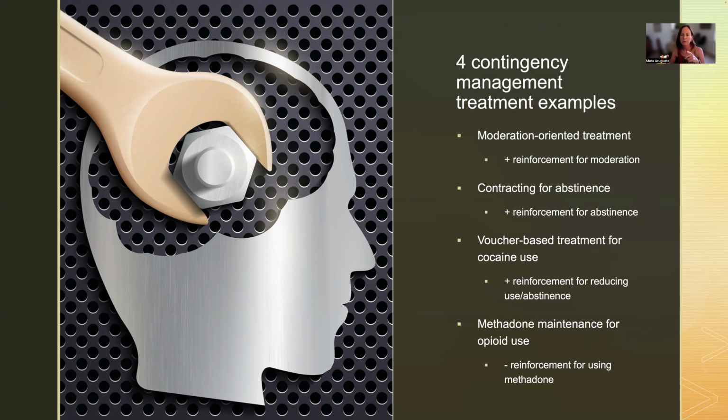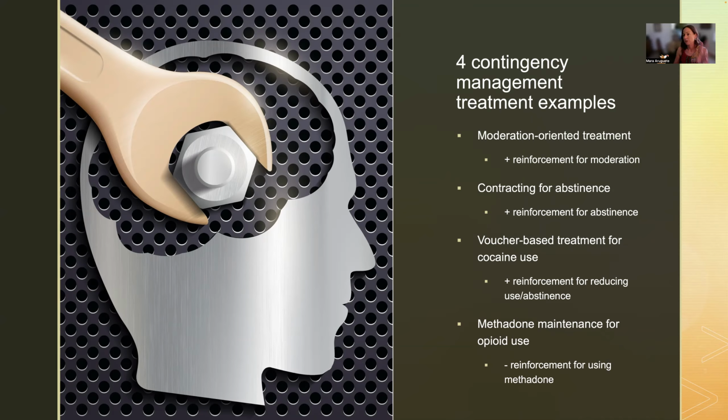I'm going to talk about moderation-oriented treatment, contracting for abstinence, voucher-based treatment for cocaine use, and methadone maintenance for opioid use. So in terms of reinforcement principles, here's what's going on. Moderation-oriented treatment is going to give positive reinforcement for moderating. So that means cutting down but not necessarily stopping altogether. We're going to talk about that in the case of alcohol.